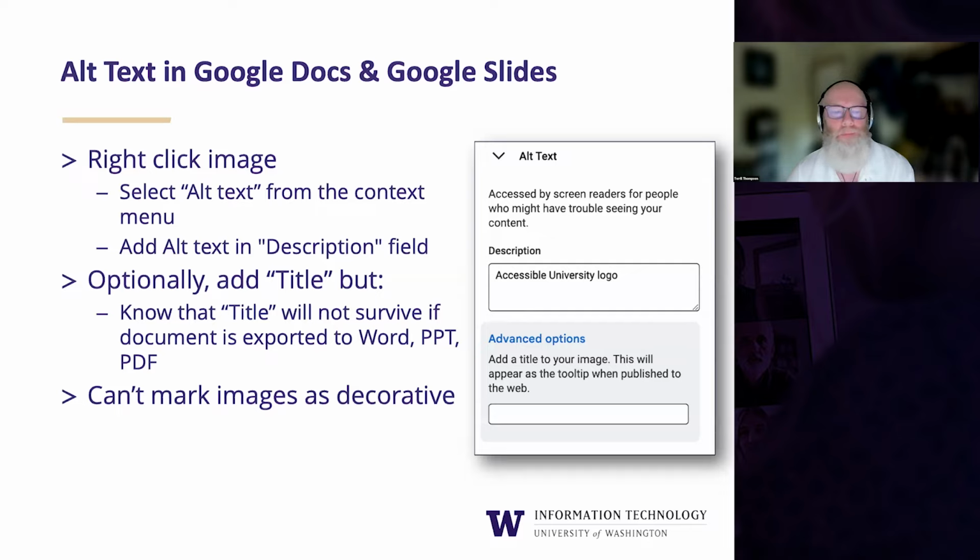So it's probably best to avoid using the title field. Also, a big omission here in Google is you cannot mark images as decorative. And so our message to content authors at the UW is only include informative images in your documents and slides if you're authoring with Google. Don't include any decorative images.